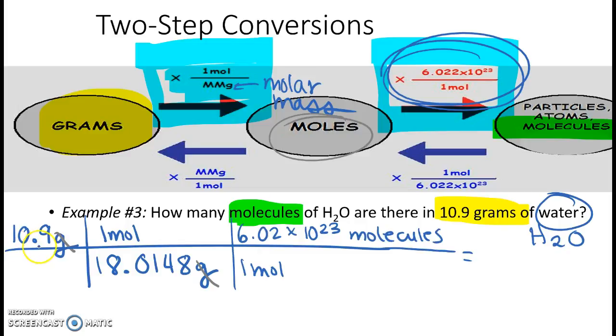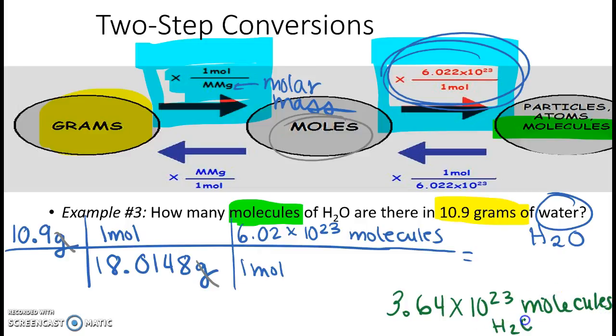So we're going to multiply 10.9 times Avogadro's number, hit enter in your calculator, and then divide by the 18.0148. And you will get 3.64 times 10 to the 23rd molecules of H2O. And you can see also that moles have canceled, so that you're left with molecules.